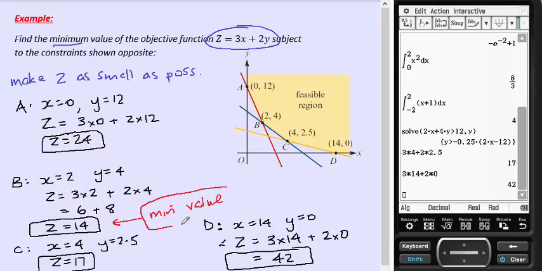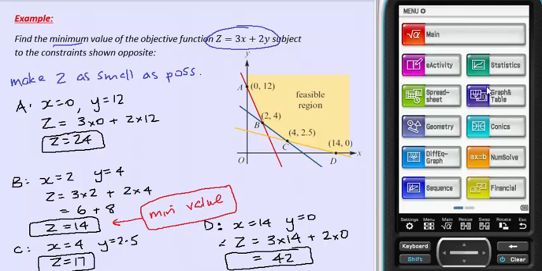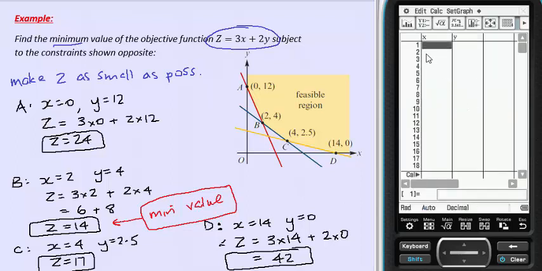And that's how I can answer my question, by substituting in and showing my working out, which I would need to do if this is a show question. If this isn't a show question, however, there's a cute little way that I can solve this, and that's by using my statistics table. So let's go to statistics. And what I'm going to do is I'm going to put in my coordinates of each of the 4 points. So A is at 0 and 12, B is at 2 and 4, C is at 4 and 2.5, and D is at 14 and 0.